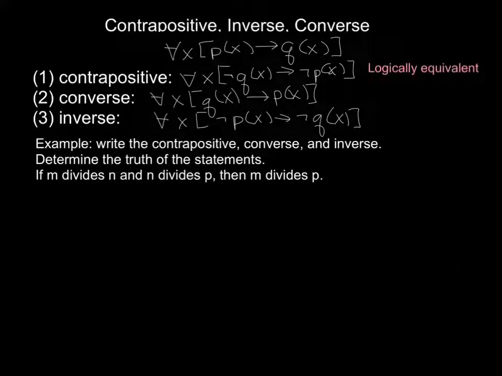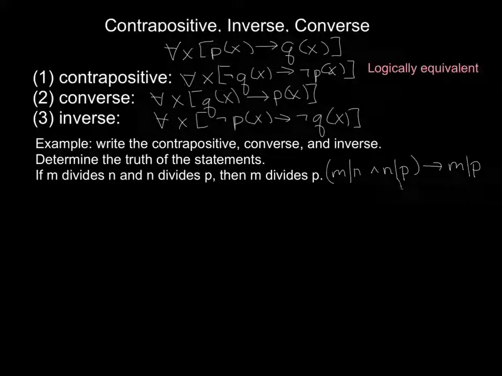An example, write the contrapositive, converse, and inverse, and determine the truth of the statements. So we'll start with the statement, if m divides n and n divides p, then m divides p. Now I'm going to write this and introduce some notation. I'm going to write m, and this bar, this line, represents divides n, and n divides p. These two things imply m divides p. So that's our original statement, and we know this is true from our arithmetic.